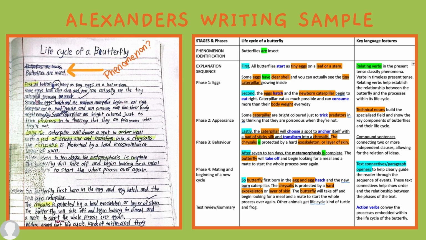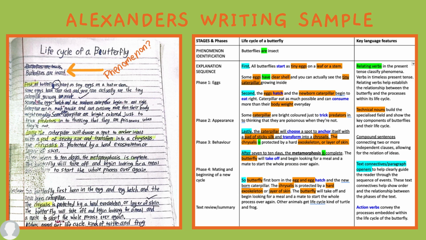In terms of text connectives and paragraph openers, Alexander has included several to add cohesion and connect each paragraph. This is shown through the topic sentence stating the phenomenon and the consequential phases within the explanation. He uses simple time sequence markers as sentence openers. He links ideas using relative clauses with varying accuracy. For example, "some other caterpillar are bright colour just to trick predators into thinking they are poisonous when they're not." From this sentence, we can identify that he needs further guidance to make his explanations more concise.